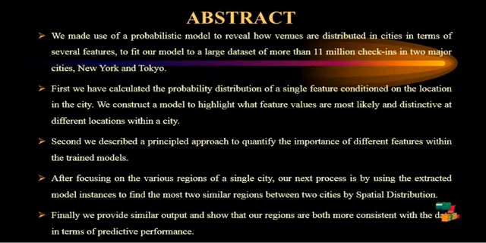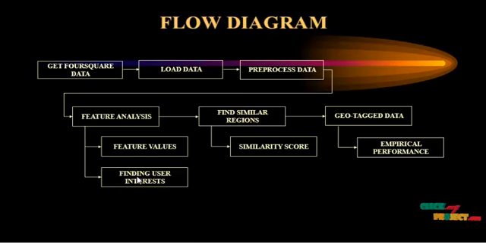After focusing on the various regions of a single city, our next step is using the extracted model instances to find the most similar regions between two cities by spatial distribution. Finally, we provide a similar output and show that our regions are consistent with the data in terms of predictive performance. Here's the flow diagram of our product.